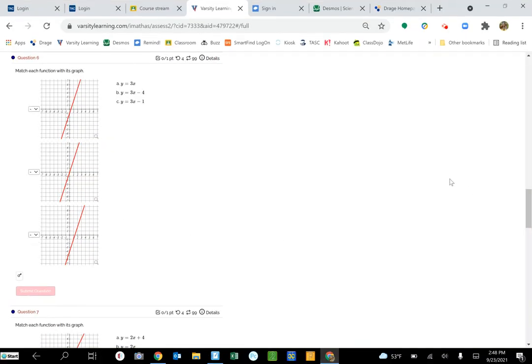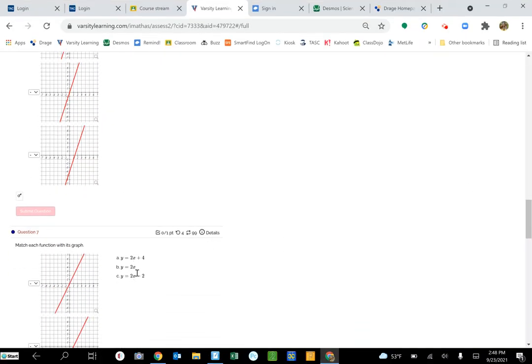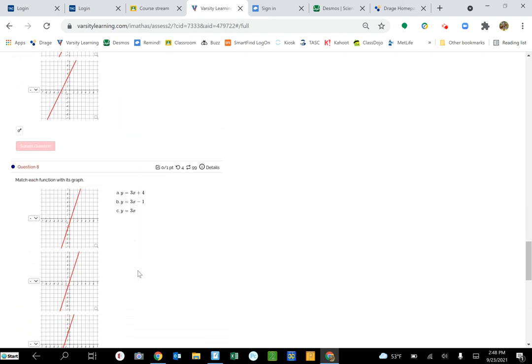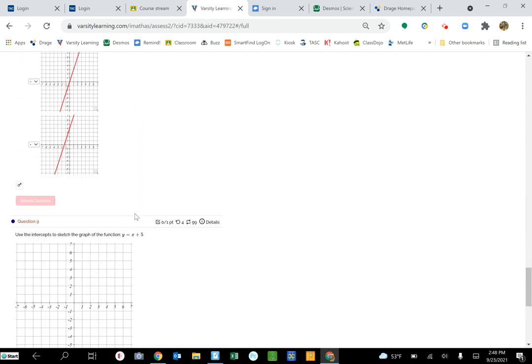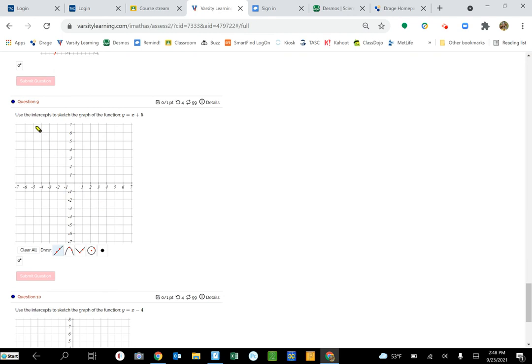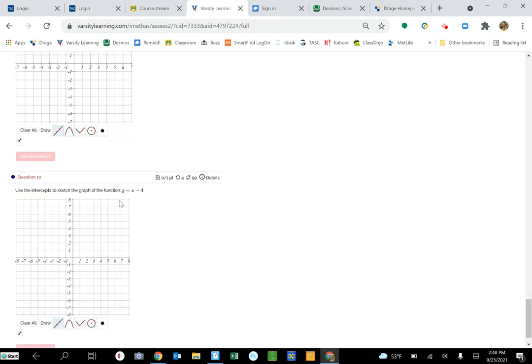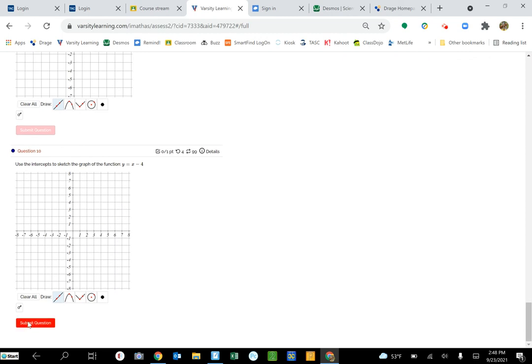So you're just going to match. Okay, same thing here. It's exactly the same. Those ones are similar. They have the same slope. And then here, use the intercept to sketch the graph. So you need to know a little bit. We'll talk more in detail when we get to that, but I want to make sure that you know exactly how to work that out.